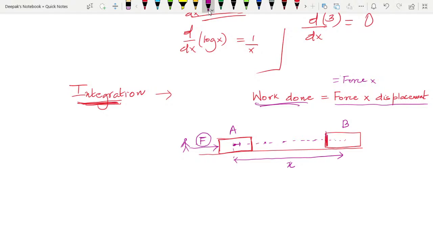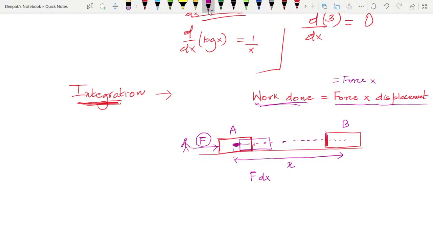So first, maybe from here till here you are pushing with the same force. Then what will you do? You will take that force, multiply it with that displacement. So let us say you are pushing with force F there, and you moved it by a distance dx.